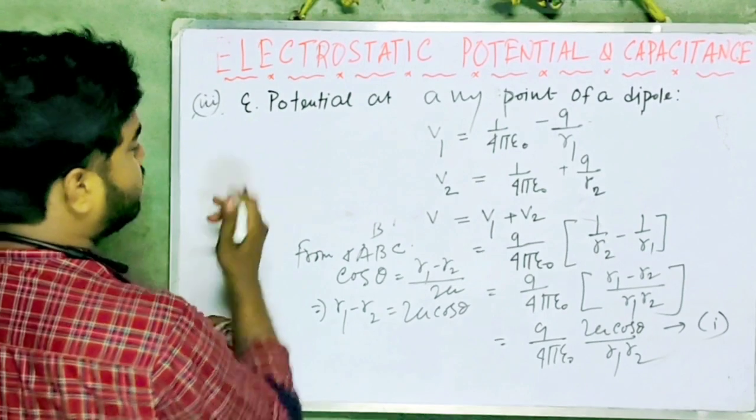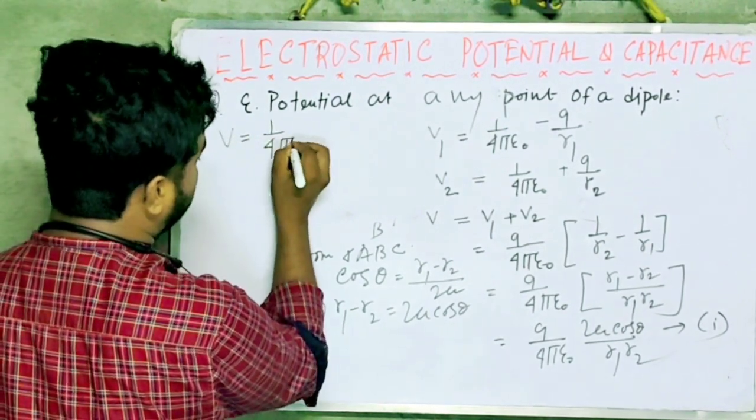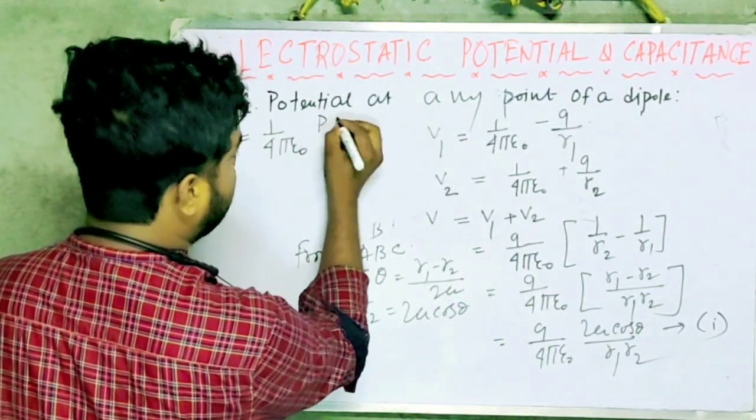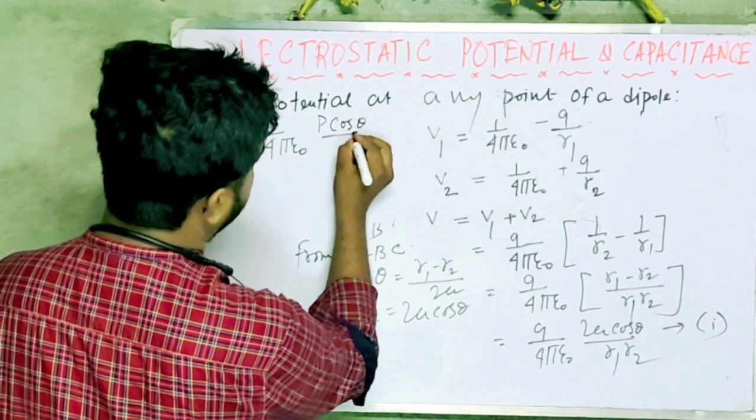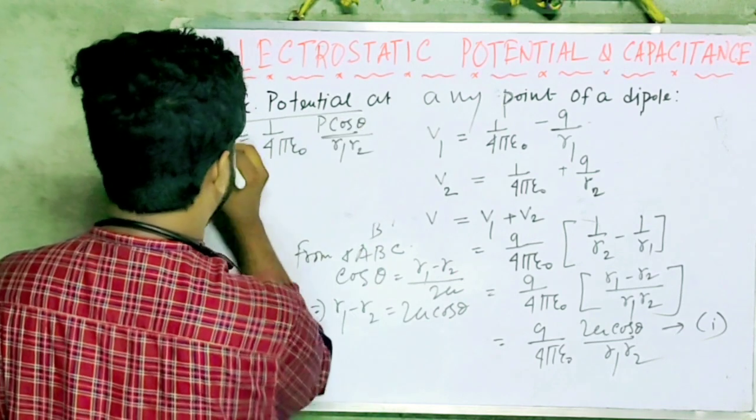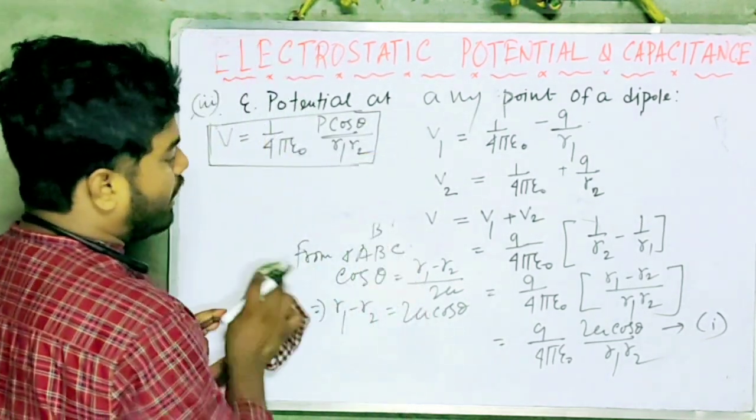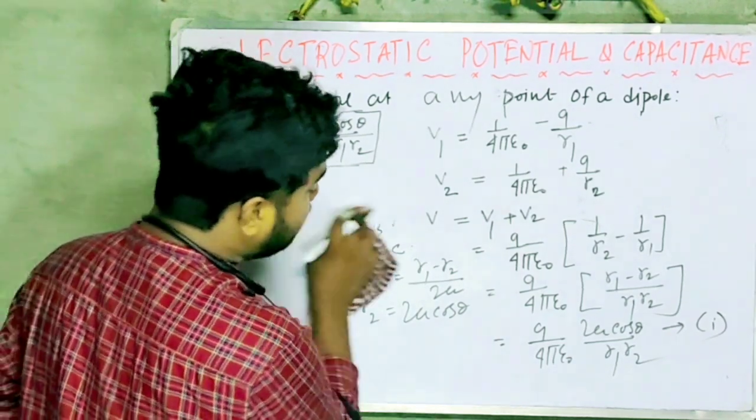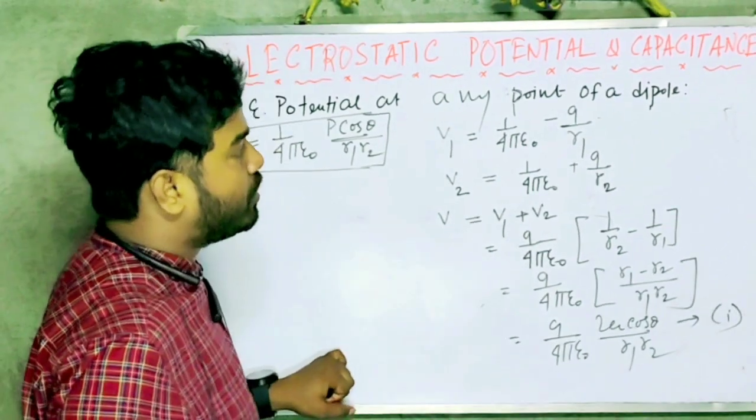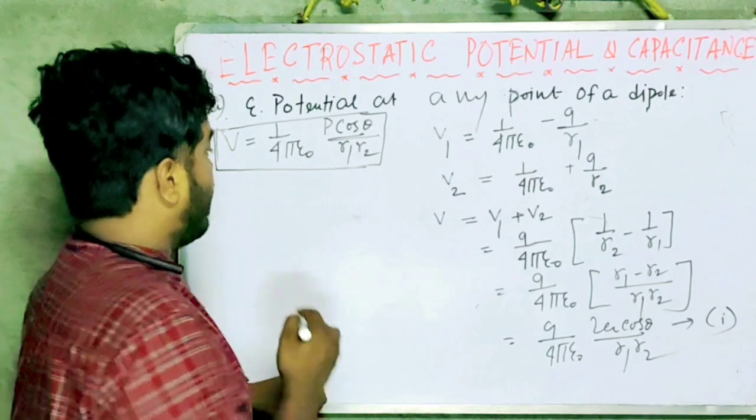Then V is equal to 1 by 4 pi epsilon naught q into 2a, that is the dipole moment, that is p cos theta divided by R1 R2. So this is the general expression of electric potential at any point due to an electric dipole. Clear?